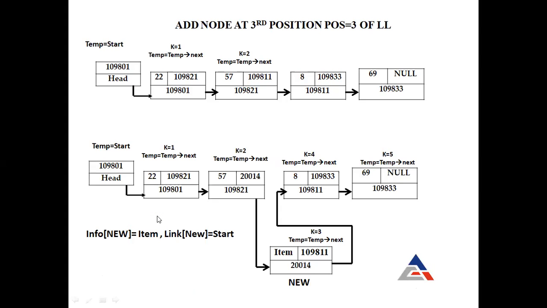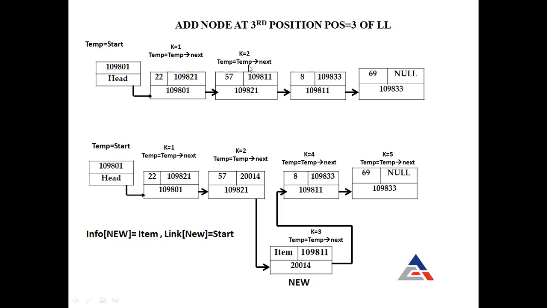So add the node at third position. I entered the position third, that I want to add the node at third position. So k is equal to 1 and temp is equal to start. Temp is equal to start means this is the starting point. Whatever address is over here becomes the address of temp. And k is equal to 1, temp is equal to temp of next. This is the next element of it.